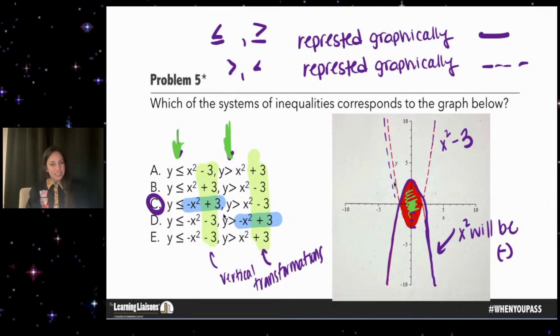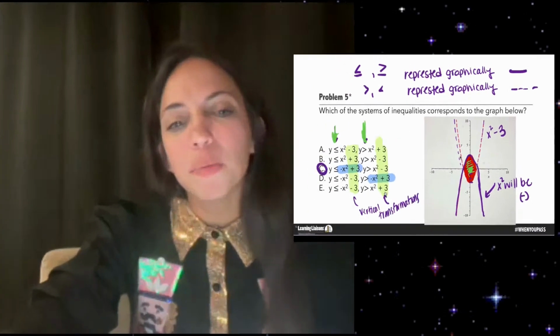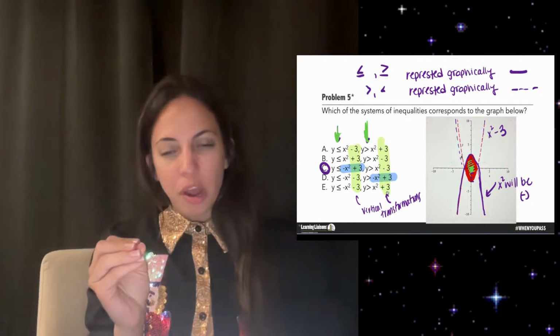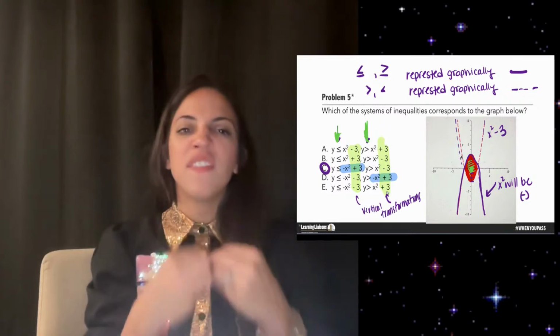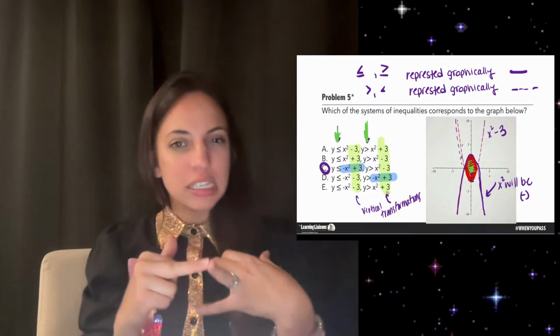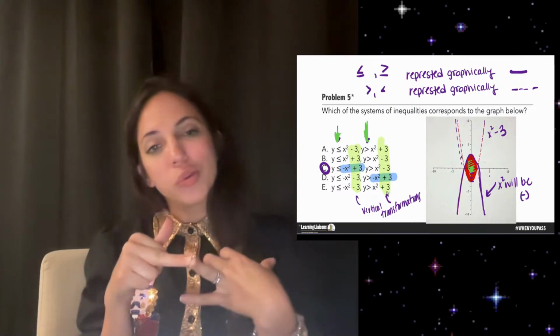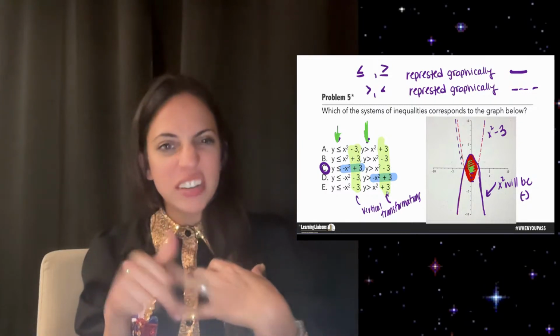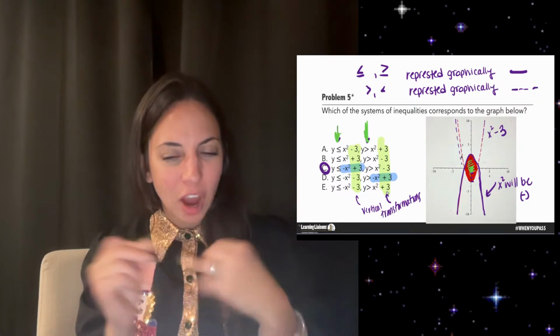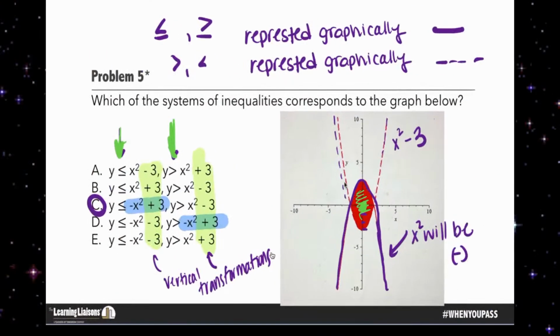So many different things to think about, but this is the perfect example that you don't even need to fully understand the problem. You just have to understand very basic graphing of inequalities and quadratic functions to be able to solve this problem, because we were able to use process of elimination to figure that out pretty quickly. All right, let's move on to the next problem.